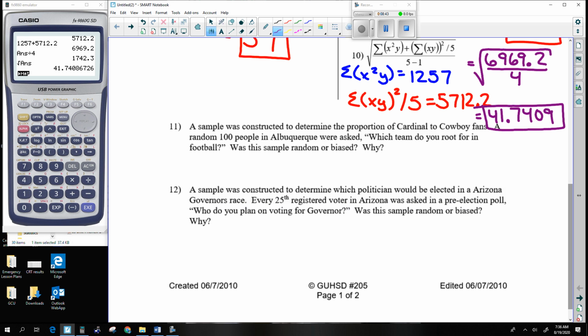Next, we have a question about random bias. And this one is, excuse me, football fans. Okay, you determine the proportion of Cardinal to Cowboy fans. So it's football fans in general. So who did I ask? Did I ask everybody that's a football fan? No, I didn't ask everybody that's a football fan. I only asked people in Albuquerque. So this is biased.